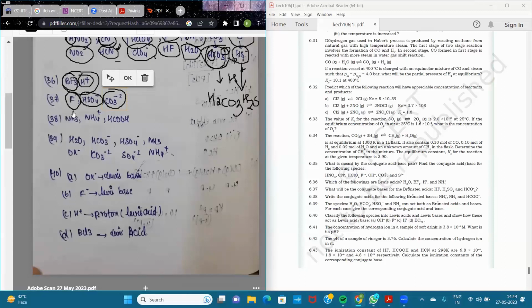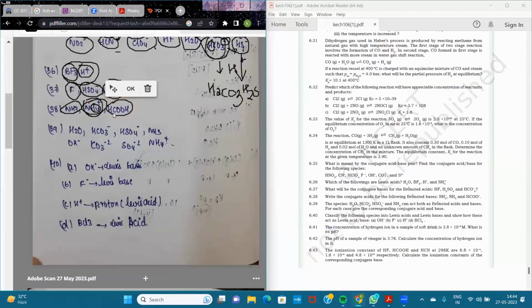We'll get NH3 as the conjugate acid for NH2 minus, and NH4 plus as the conjugate acid for NH3. Because nitrogen has a maximum valency of 4, it can donate its lone pair to an H plus and further act as a base. So it can accept the proton, and its conjugate acid is NH4 plus. And if we add a proton to HCOO minus, we'll get the conjugate acid HCOOH.